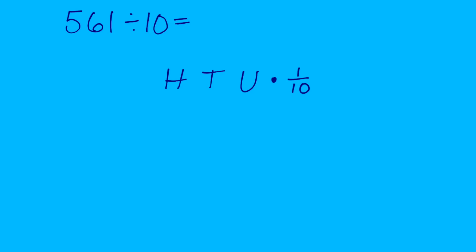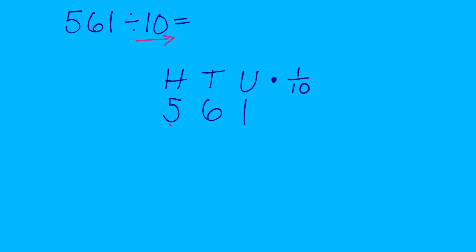Okay, another question. 561 divided by 10. So I'm going to draw my hundreds, tens and units. Now I might need my decimal point and my tenths column, so I'm going to put that in there. So we're dividing by 10, that means moving our digits 1 place to the right. Oh, but I forgot. First of all, we've actually got to write our number in. So we've got 561, and then let's move these digits.